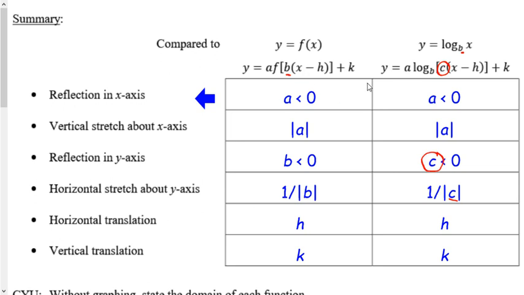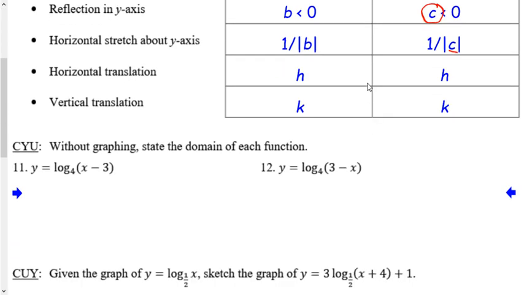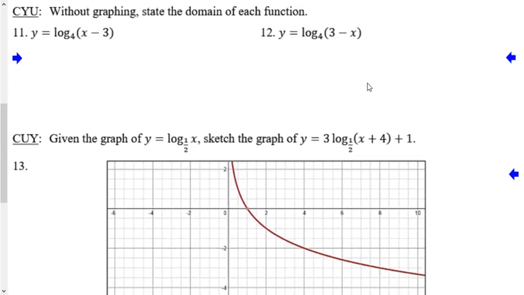which leads us to a few check your understanding questions. So try 11 and 12. What would the domain be for each of these? And again, I would encourage you to try this without using your calculator. What is the domain for a regular logarithmic function, as in y equals log base 4 of x? And then what's happening with the transformation? How does that change the domain? So pause the video now, restart it once you finish number 12, and then we'll have a look at number 13.